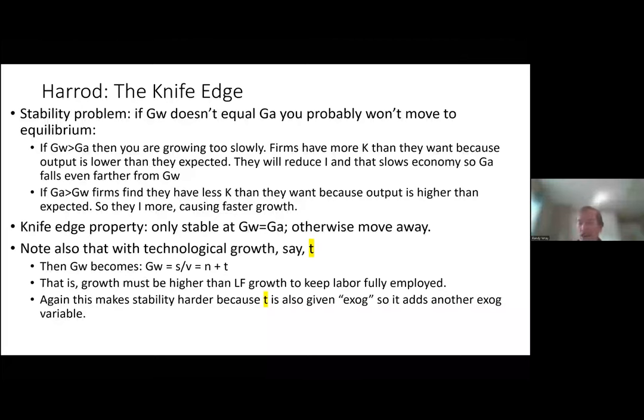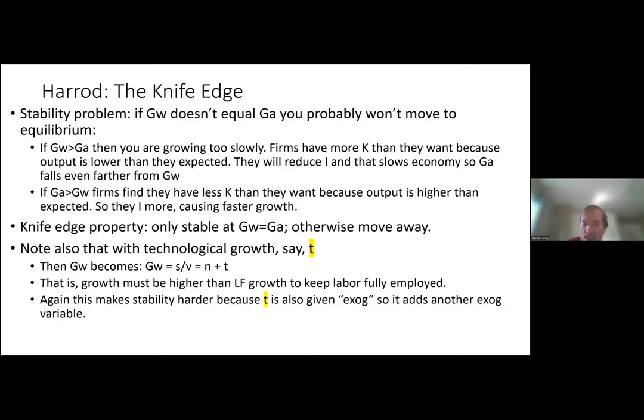What happens if the actual is above the warranted? Now firms have less capital than they want because output's higher than they expected. So they invest more. So what happens? You grow even faster. So you grow farther and farther above the warranted rate. So it's a knife edge property. You're only stable if you happen to be there. Okay, so it's the worst outcome you can get.